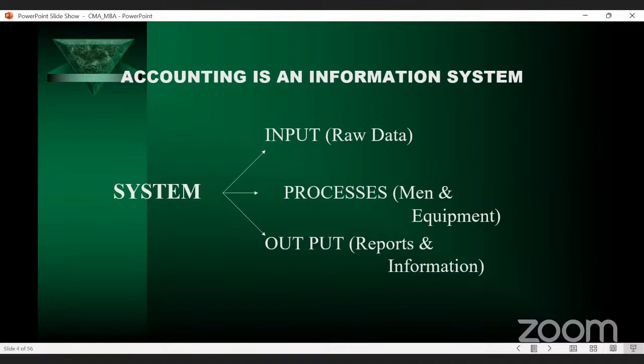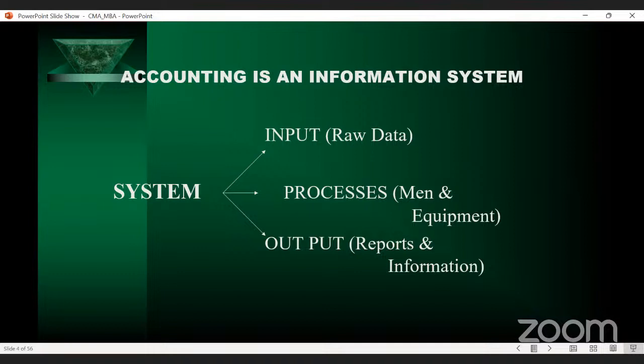Whenever we are providing the raw data, it process. How it process? With the help of man and equipment. Again, it will record, classify, summarize. Then it will prepare the various reports. What are the various reports? Income statement, position statements, and others. Actually, it process with the help of man and the equipment. Nowadays, we are using various softwares. With the help of that, also we are preparing the business reports.